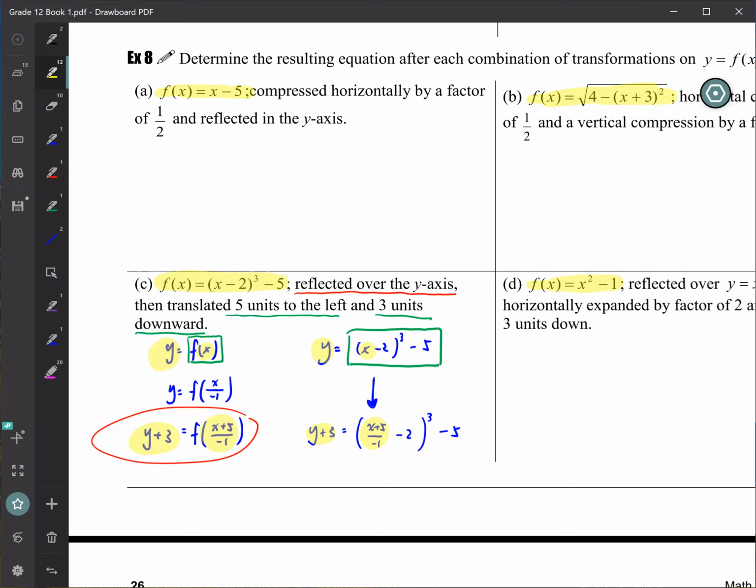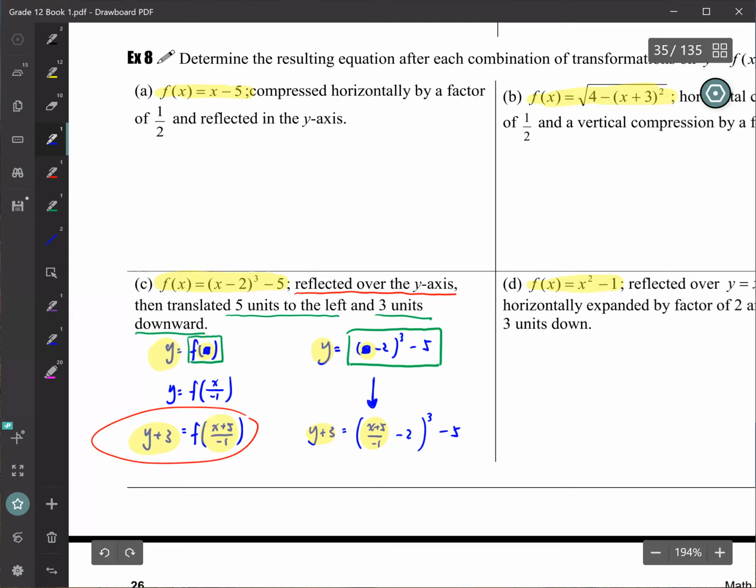So you plug in the new x for the x in the function. The new x is x plus 5 over -1. You treat it like a box. Whatever you see, you replace with the box. Got it? And then you need to simplify this.